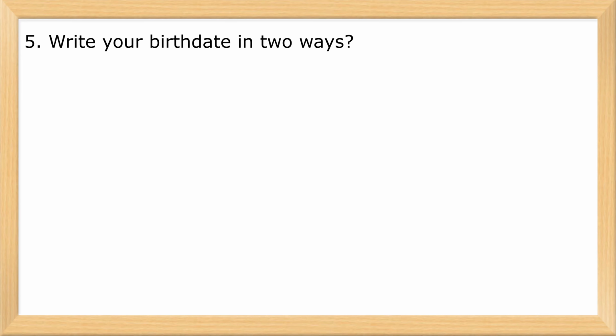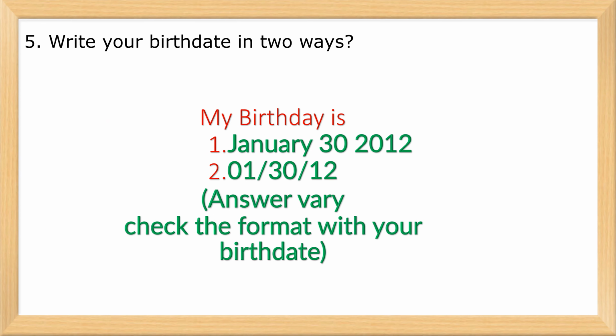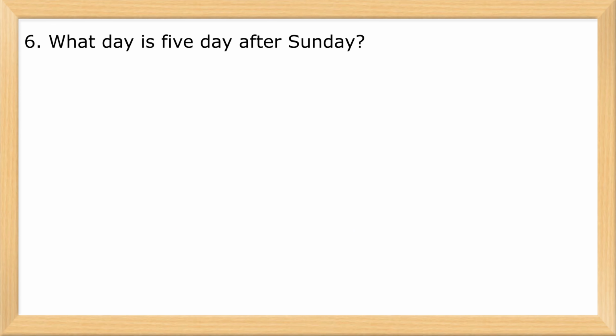Five. Write your birth date in two ways. My birthday is: one, January 30th, 2012. Two, 01/30/12. Answers vary. Check the format with your birth date. Six. What day is 5 days after Sunday? Saturday.